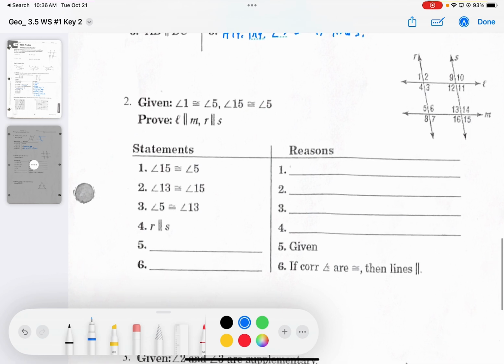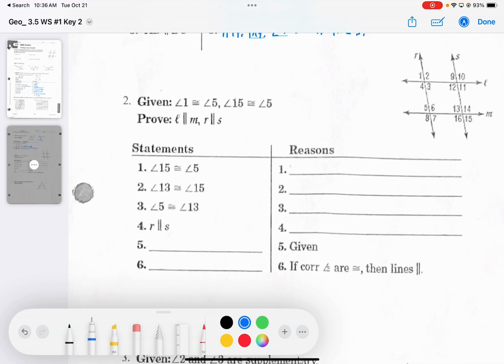All right, number two on the back. 15 is congruent to 5. What's our reason? 13 is congruent to 15. That wasn't one of our givens, was it? Okay. Let's see. So 13 congruent to 15. Why is 13 going to be congruent to 15?